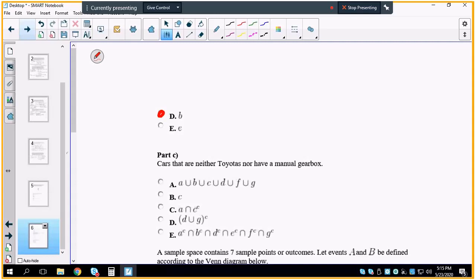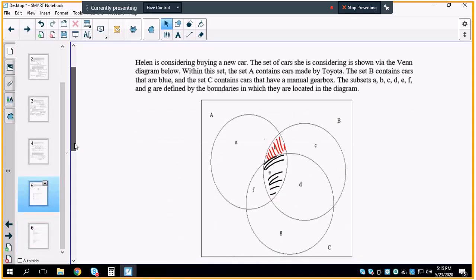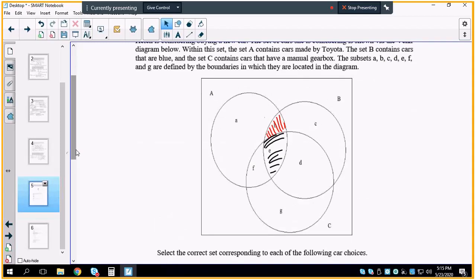Final one is cars that are neither Toyotas nor have a manual gearbox. So if I return to the picture, I do not want my car to be in A, and I do not want my car to have manual gearbox, so not in C. Everything else I'm going to accept. So that should be the letter symbol C, and anything that is outside these three large circles.